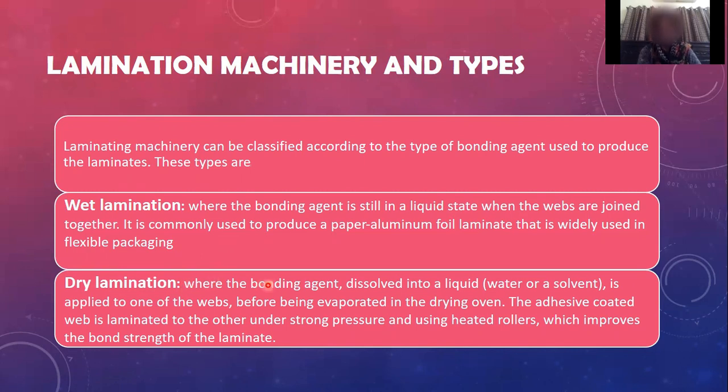In dry lamination, the bonding agent dissolved into a liquid is applied to one of the webs and then evaporated in dry ovens. The adhesive coated web is laminated to the other under strong pressure, using heat rollers, which improve the bond strength of the laminate. Dry lamination is also used in flexible packing or food industries.